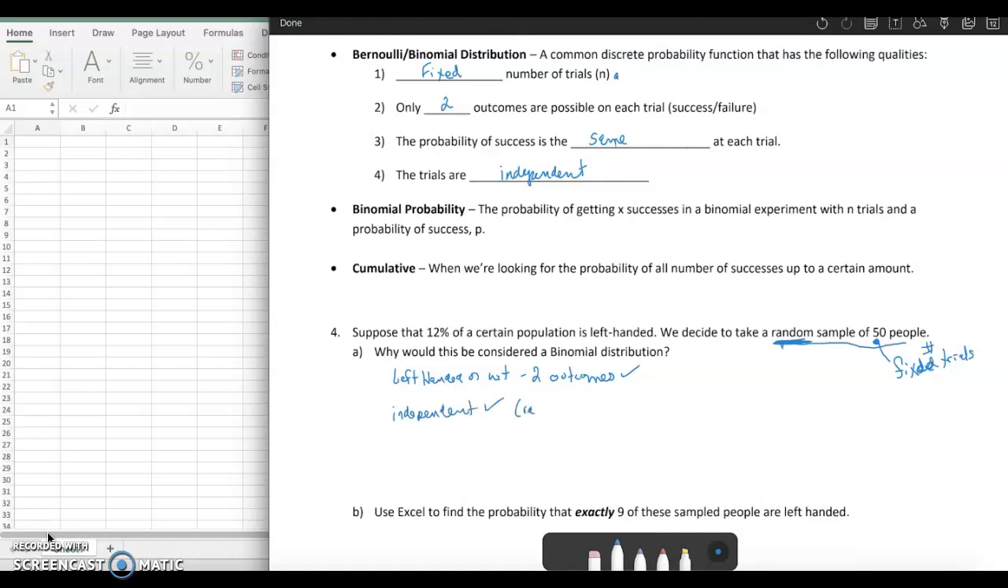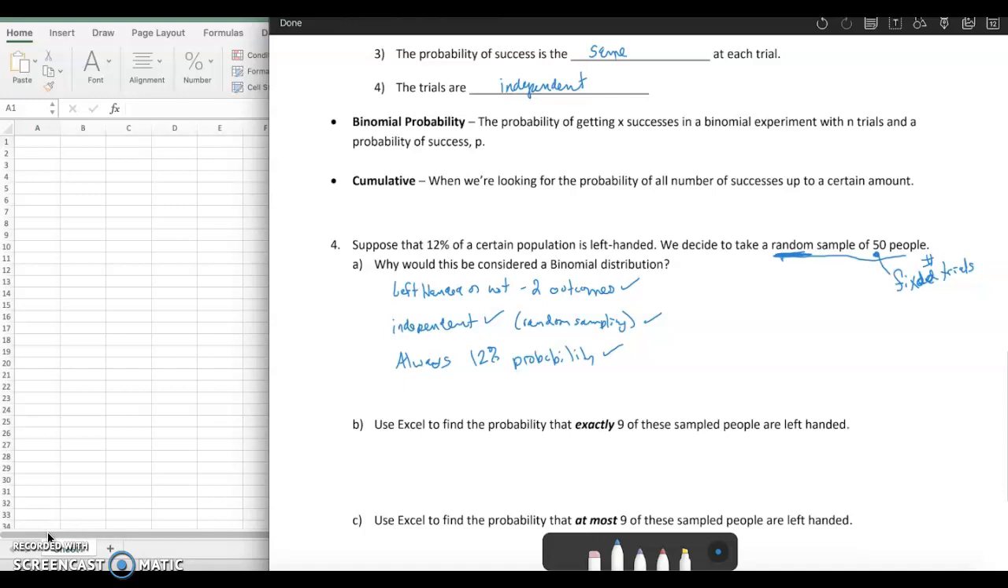check, because of random sampling, that means that every single time I pick a person, there is a 12% likelihood that they are left-handed. So it's always a 12% probability. So we hit all of the criteria.